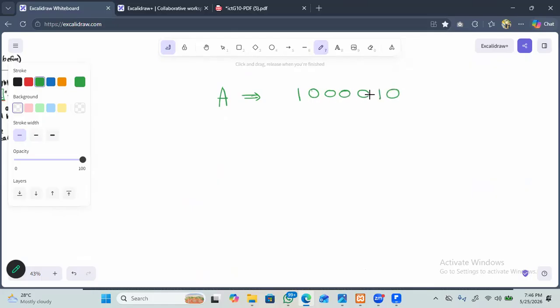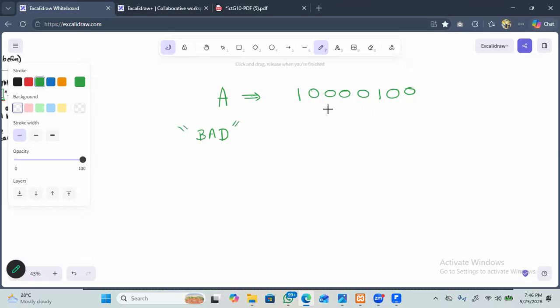1, 2, 3, 4, 5, 6, 7, 8. This is my letter A. Sometimes they are asking you to find the binary representation of a small word like this.